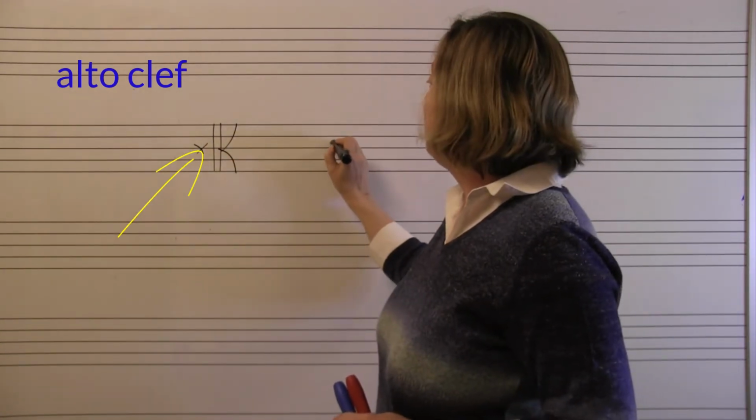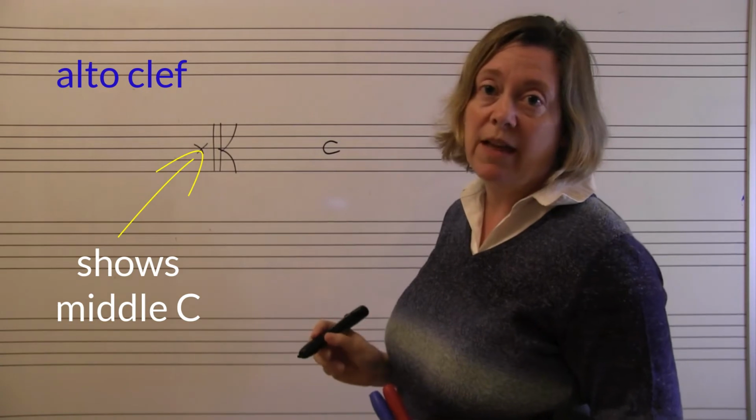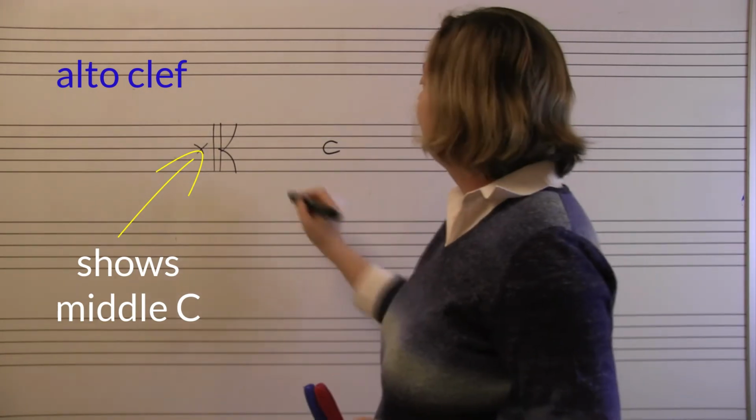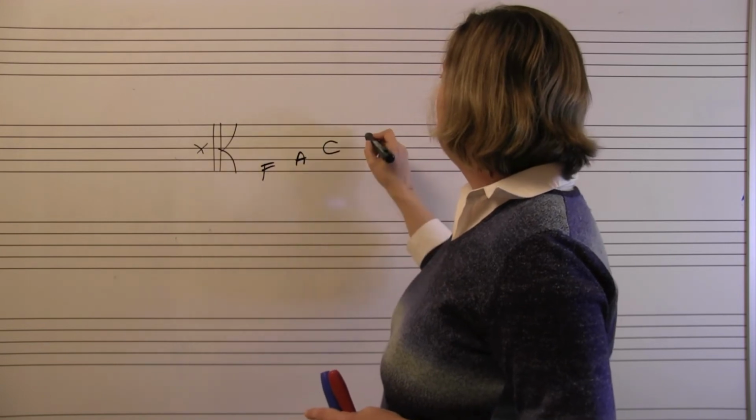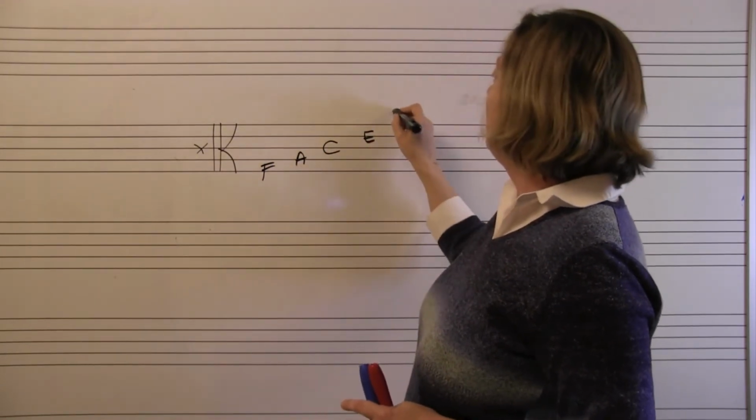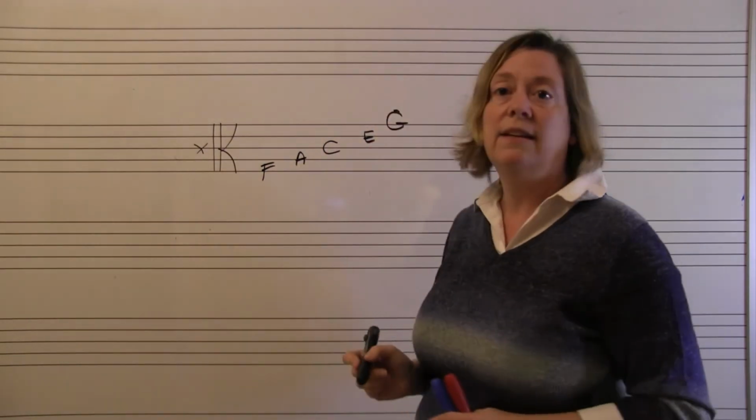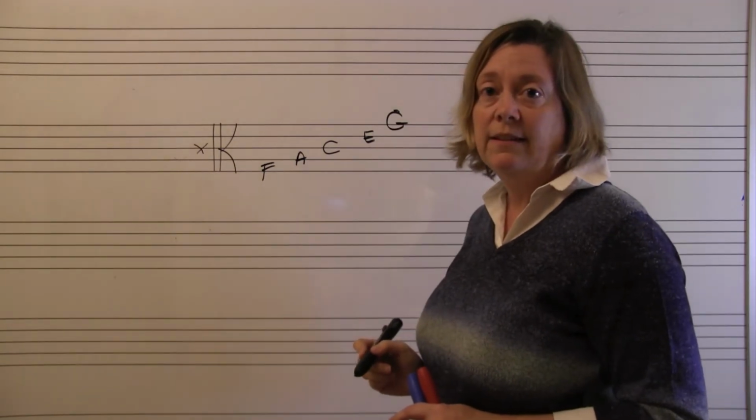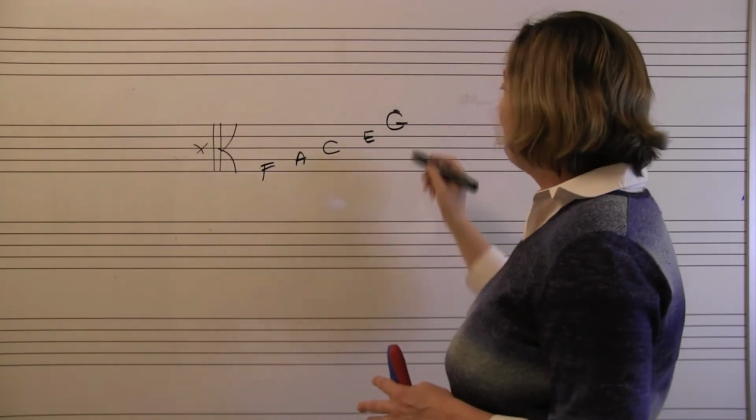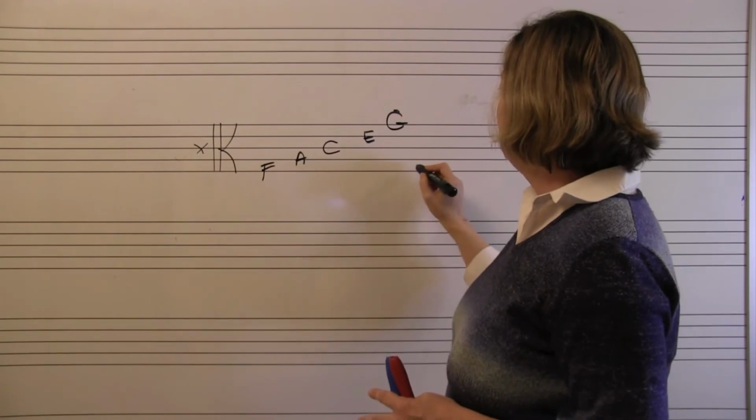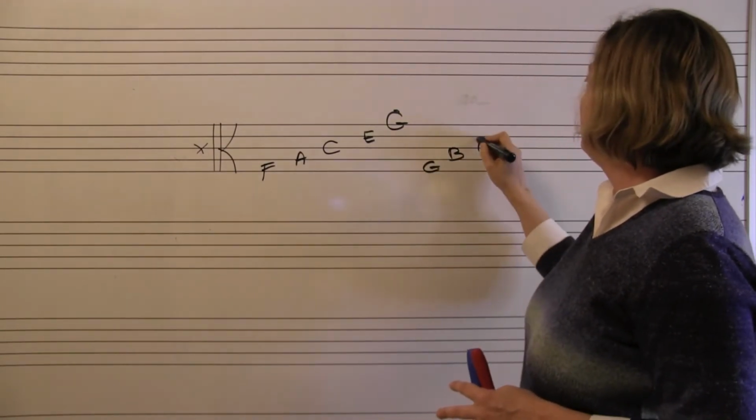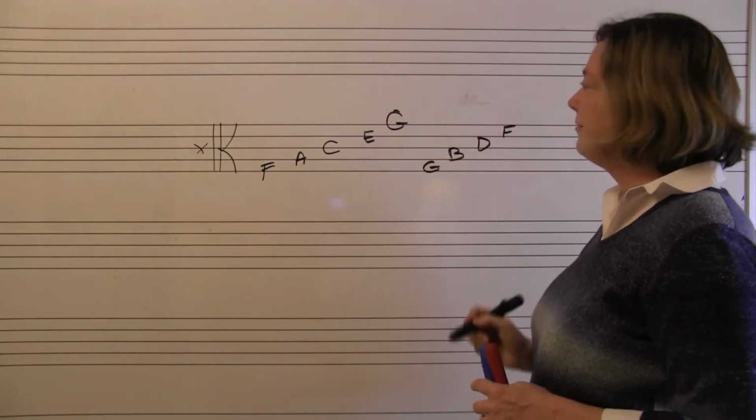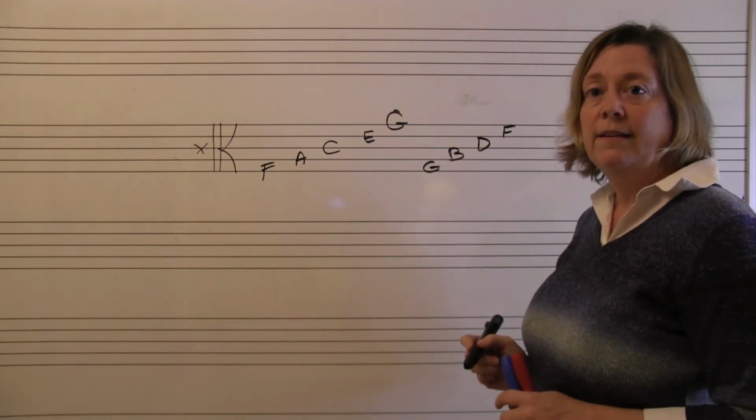So if that is C, let's work out what the lines and spaces are in alto clef. F, A, C, E, G. Those are the lines. Okay, then we can work out the spaces. All right, G, B, D, F.